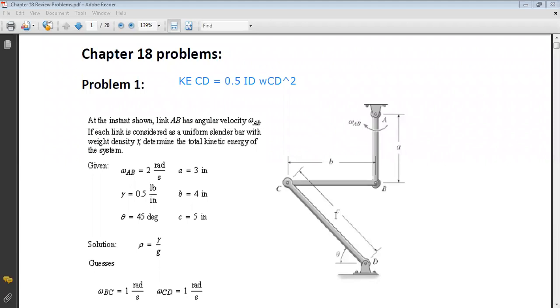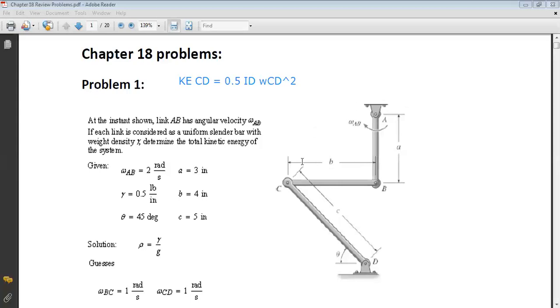Professor, in the given, they gave us the weight density. What do we use it for? The weight density is the mass, here it's the mass per unit length. So if you have the length of the bar, you multiply this density by the length, and you get the mass, you get the weight. Thank you. Okay.